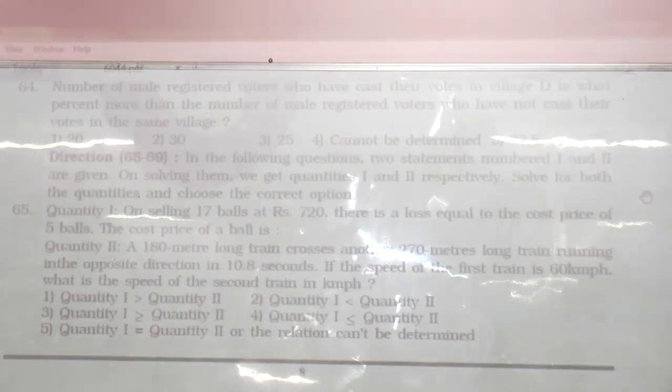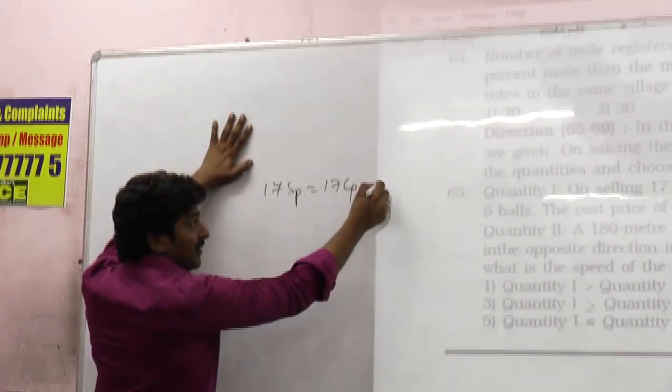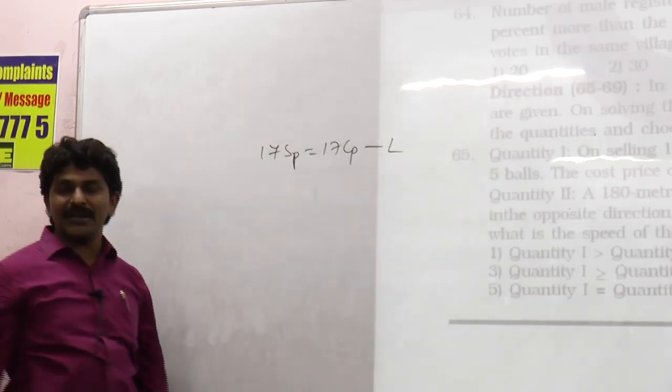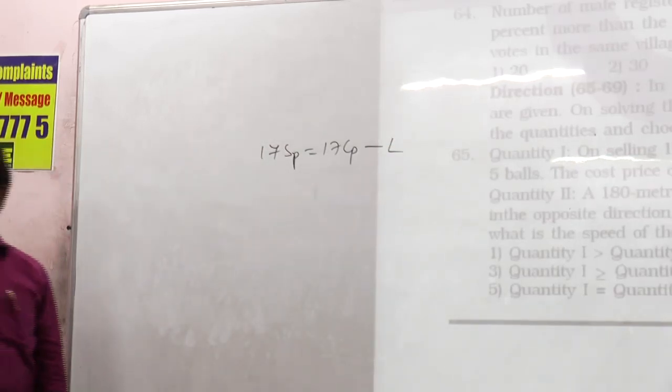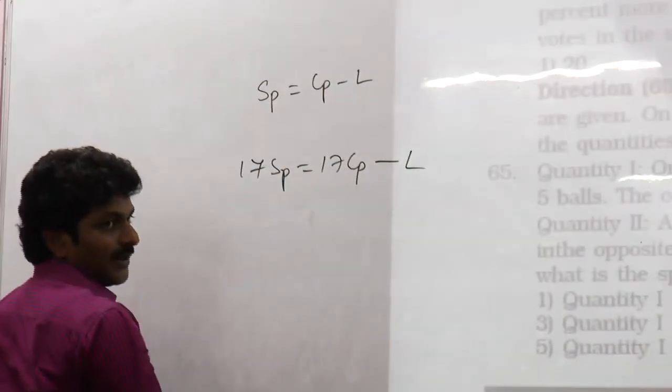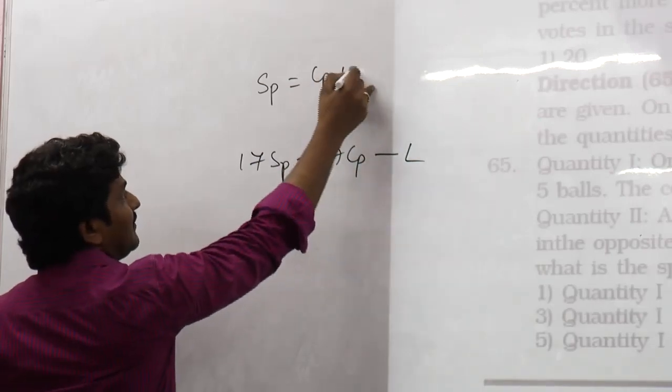Right, 65. On selling 17 balls at 720 rupees, there is a loss equal to the cost price of 5 balls. The cost price of the ball is? So how many balls were there? 17. So 17 balls selling price is equal to 17 balls cost price minus loss. Selling price in terms of loss.